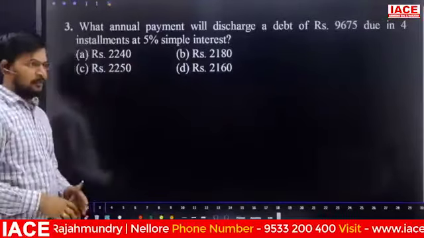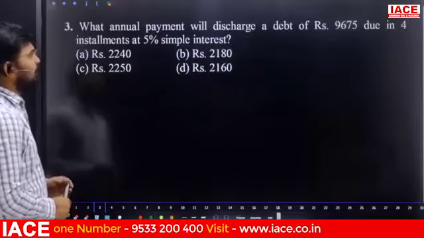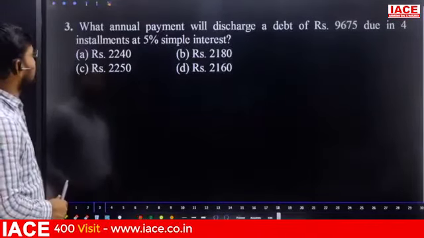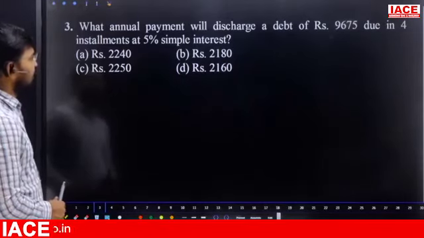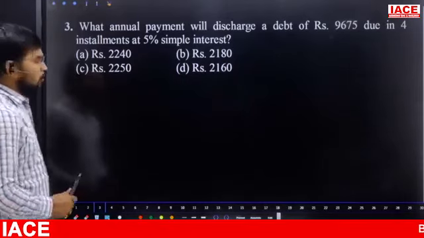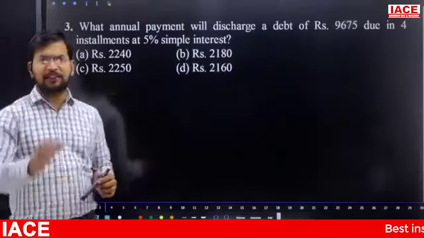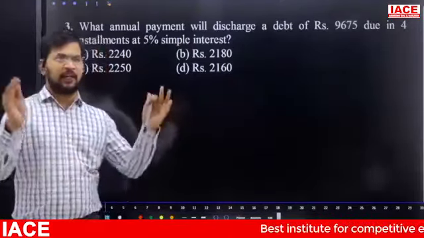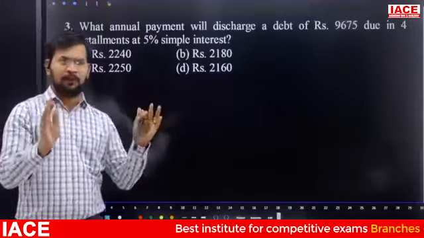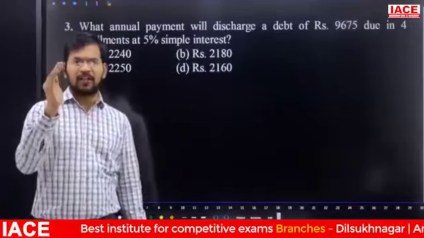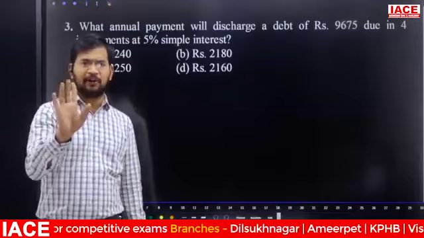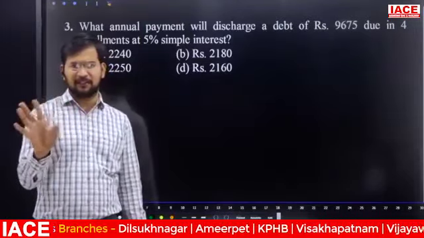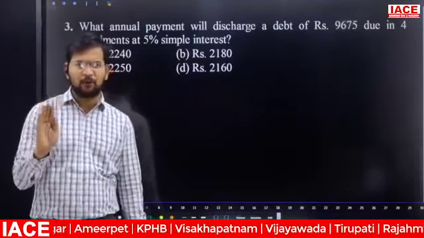Read the third question. So what annual payment will discharge a debt of 9,675 due in 4 installments, at 5% per annum simple interest? I already explained simple interest installment cases in the previous class. Yes or not? Here I don't know how much amount I need to pay, so I simply assume it as 100. I already told that when paying the first installment, there is no need to pay any interest. So I am assuming 100 first.